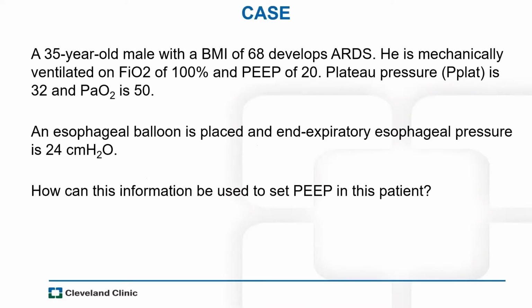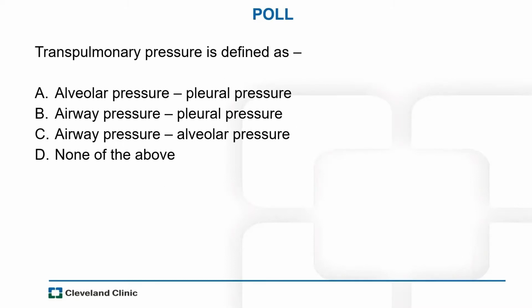So this is a sample case to start. We have a 35-year-old male with a BMI of 68, who develops ARDS. He's ventilated with an FiO2 of 100%, PEEP of 20, plateau is 32, and the P to F ratio is 50. An esophageal balloon is placed, and the end expiratory esophageal pressure is 24. The only question is, how can you use this information to set PEEP in this patient?